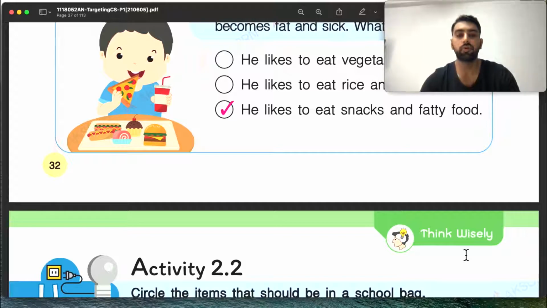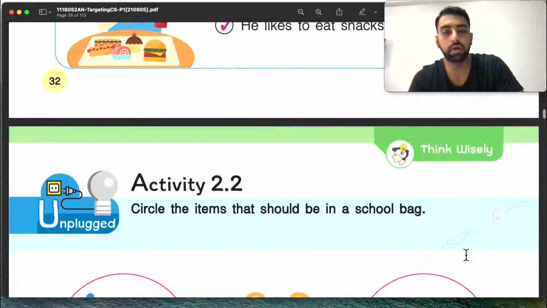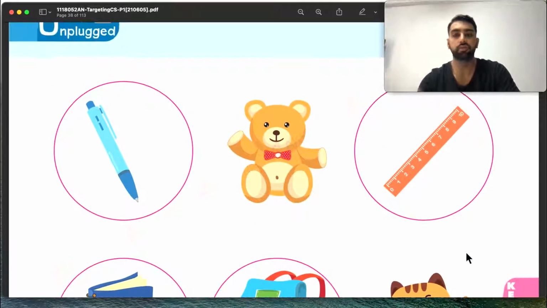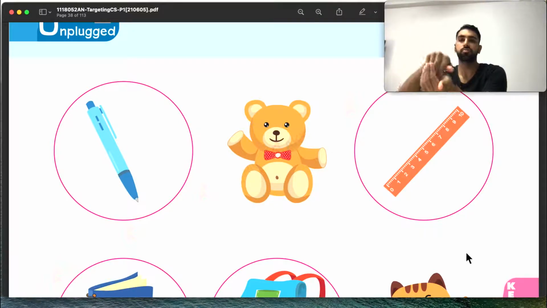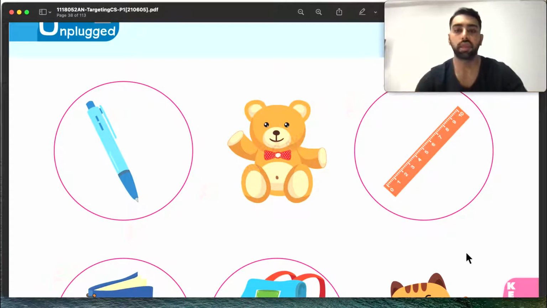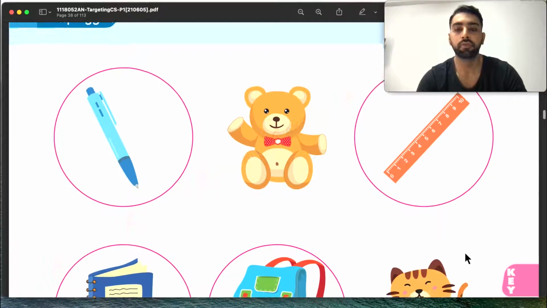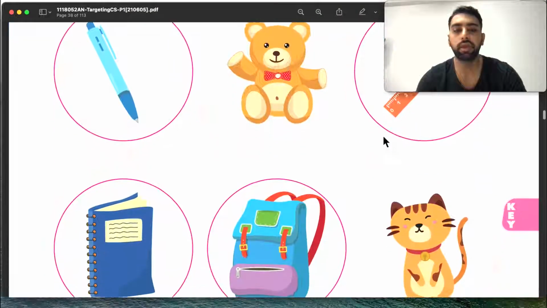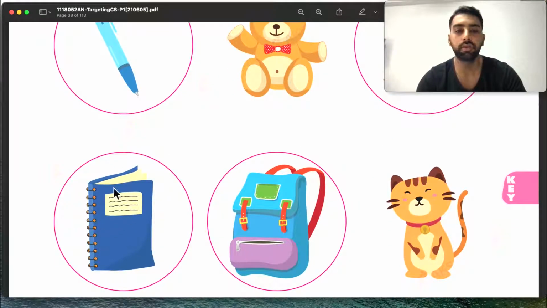Okay, so for activity 2.1 you have to circle the items that you put in a school bag. The school bag you take to your school. Which things do you put in your school bag? Do you put in a bear? No. Do you have a pen in your school bag? Yes. Do you have a ruler in your bag? Yes. Do you have a book in your bag? Yes.